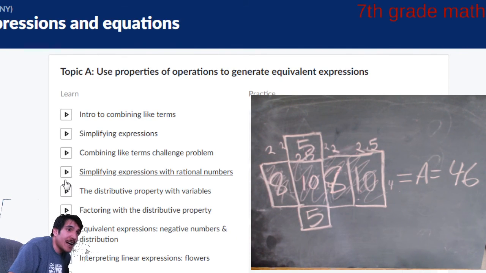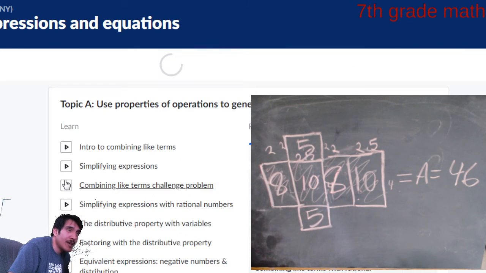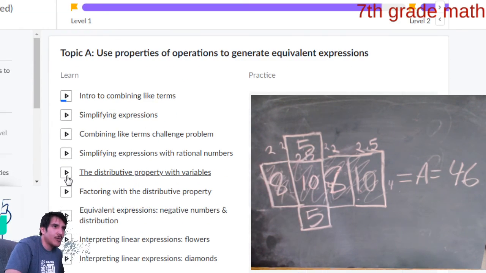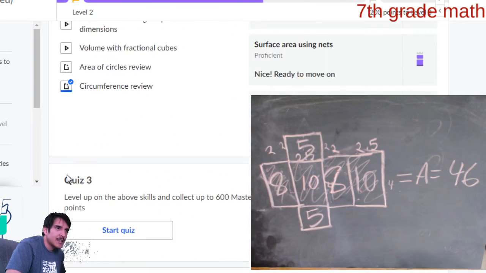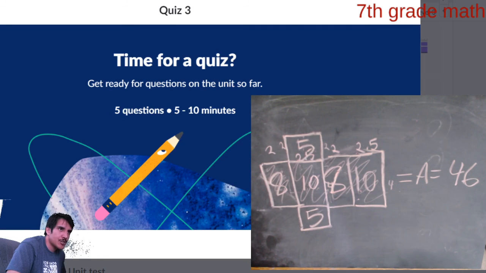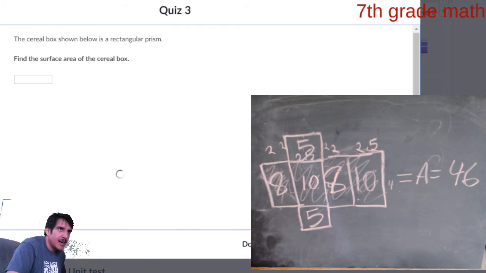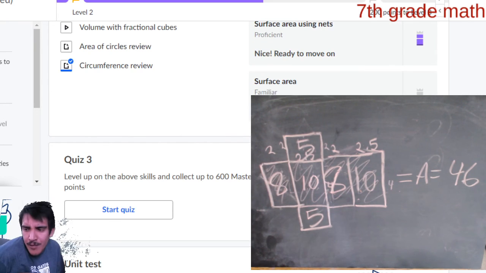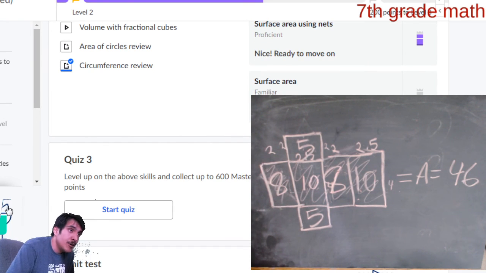Now you have a quiz. I really don't mind what you get on it, but this is more for you. It is a quiz. Let me show you it. Quiz 3. It's just 5 questions. It's going to ask you to find the surface area of stuff, and maybe the area of like a circle or something. So you are now able to do that.